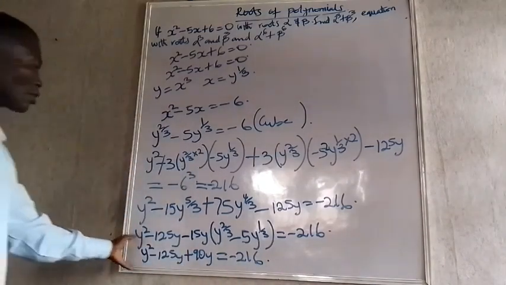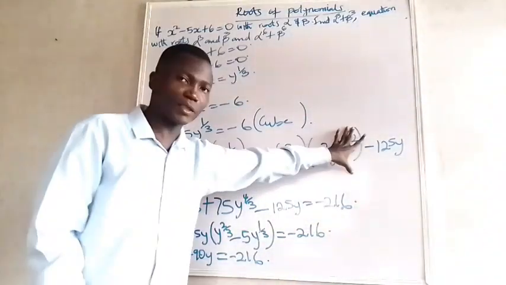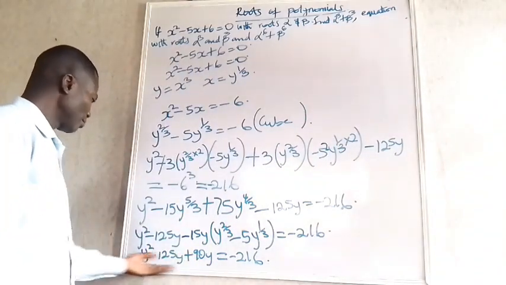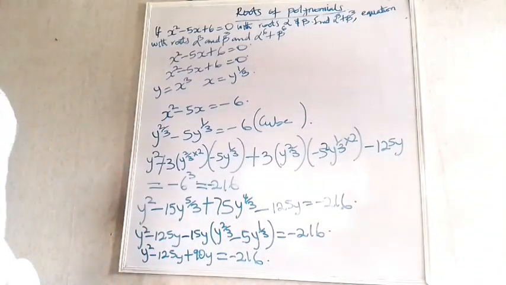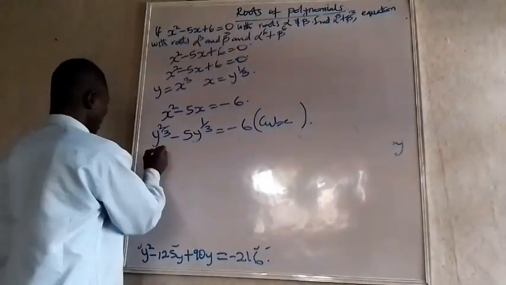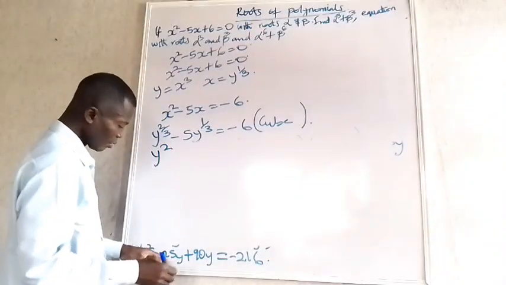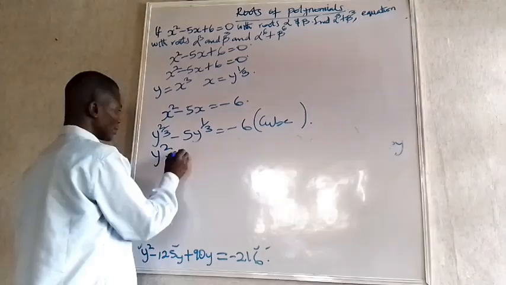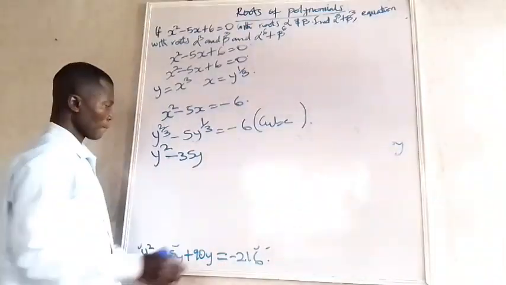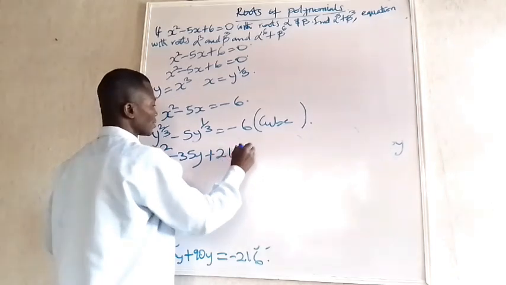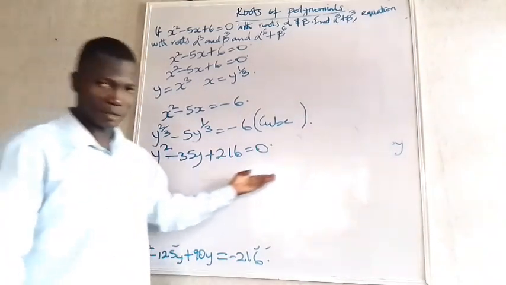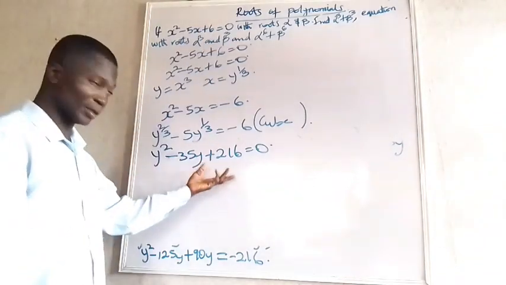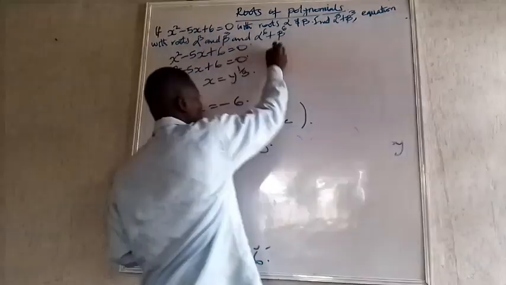So you can see this one is also very easy. The only thing is get your expansion right at this stage. That is all. So we can work it out from here. So from here, I can now say y squared minus 125 plus 90, that is minus 35, minus 35y plus 216 equals 0. So this is the new equation with alpha cube, beta cube as the roots. In this instance, I'm using substitution.